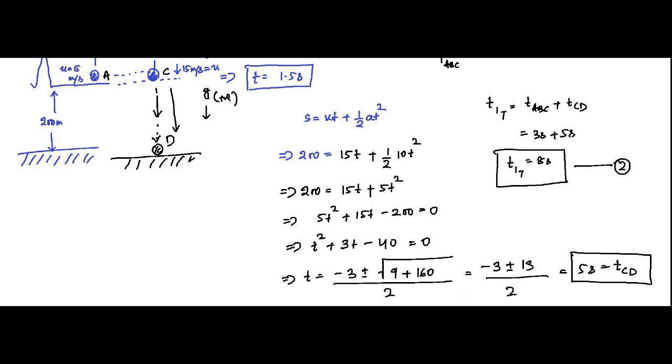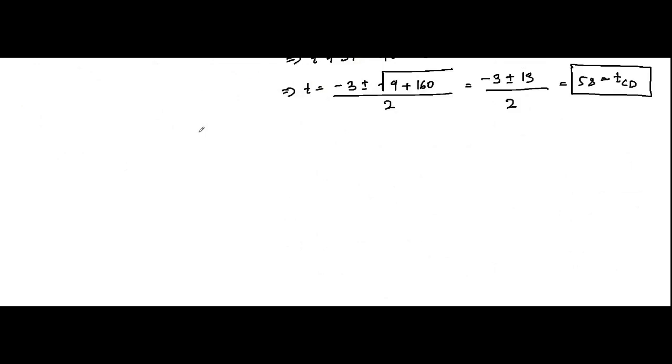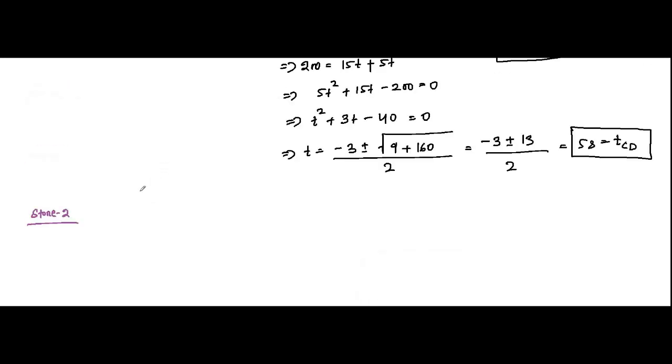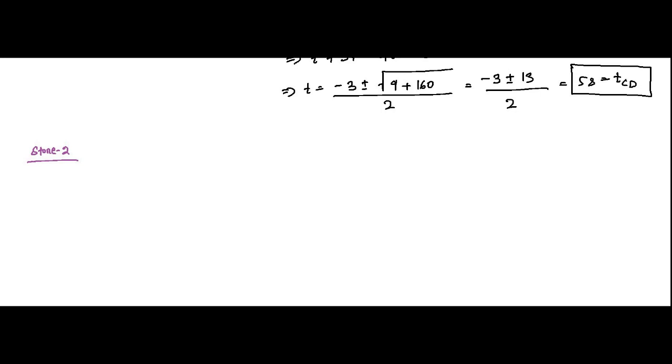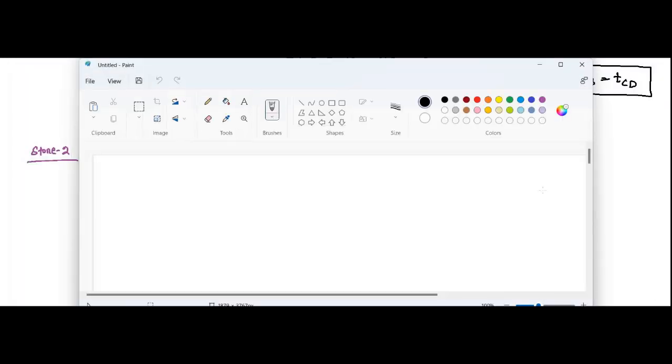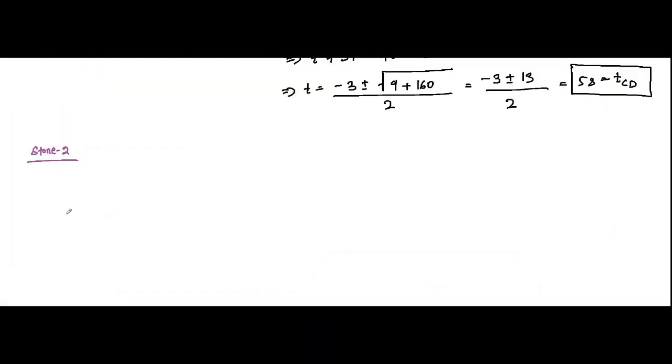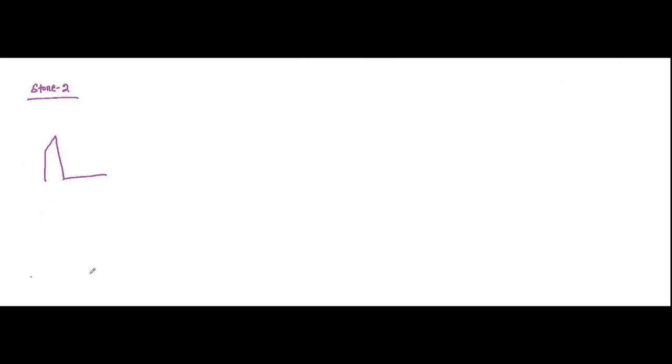Now we have to consider stone 2. So again, here let's take a different space, just in case we require it, as space will not be enough. Okay, for stone 2, again a cliff which is 200 meters above the ground.